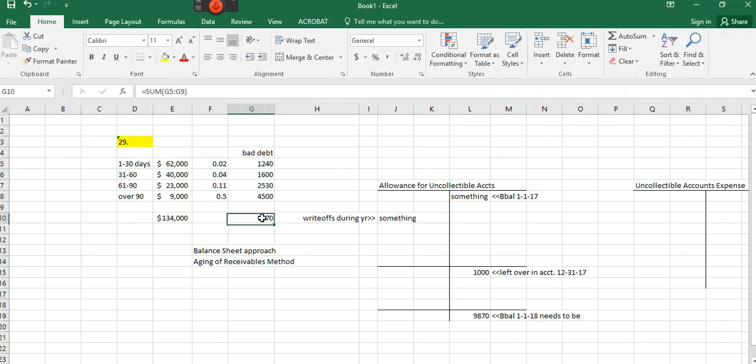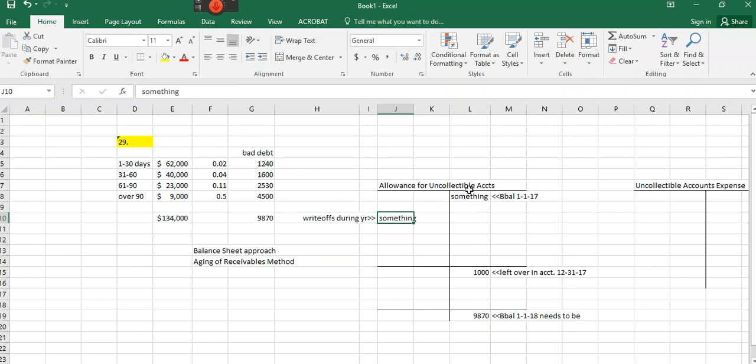So we cannot make an entry for 9870. We can't simply make an entry for 9870. Let me show you why. Back in January of 2017, when we started the year, something was here. In other words, a balance was in allowance for uncollectible accounts. We can presume that there was a balance in there because that's the tank that's full that we're going to lower as we write off accounts receivable. Or we credit accounts receivable and then we debit the allowance for uncollectible accounts.